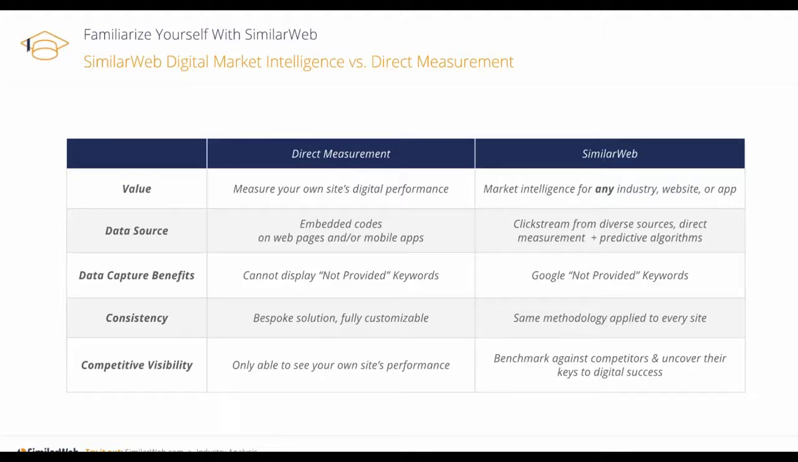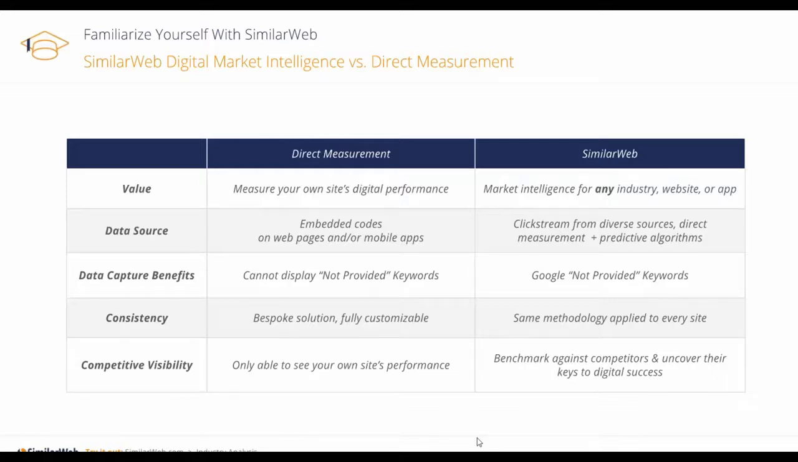In addition to that, we can also show Google non-provided keyword. For this reason that we use different data sources, and yeah, just about the consistency. So any website owner can use a different direct measurement. It can be Adobe, it can be Google Analytics, and so on. We use the same methodology for every website that we are analyzing.